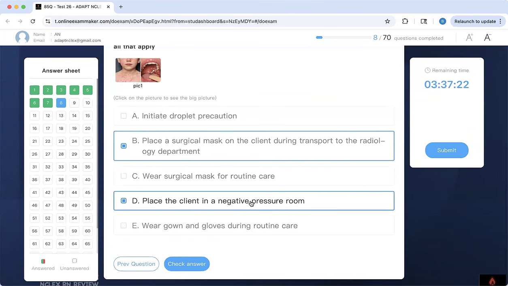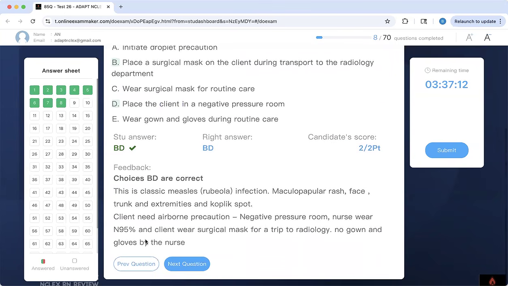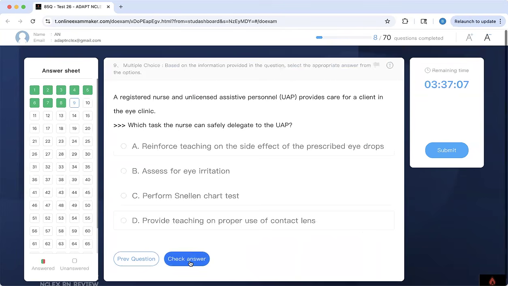Wear gown and gloves during care. Like I said, there's no contact. But if it's varicella, there's contact and airborne. This is usually airborne alone. So that's the right answer. Watch the rash, copy this, take a picture of it. When you see it, you know this is rubella.